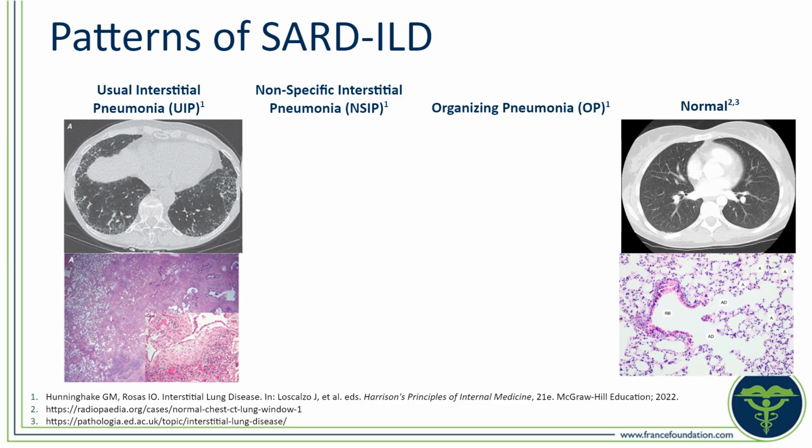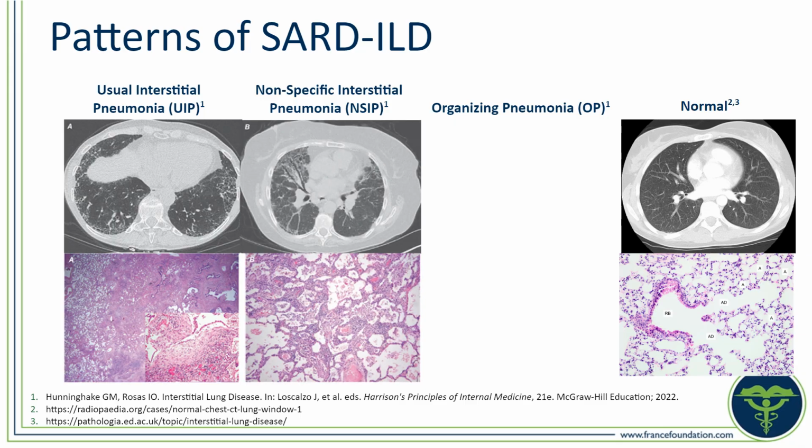Now, if we contrast that with nonspecific interstitial pneumonia, in this CT scan, we're seeing ground glass change that is occurring. We do not see honeycombing in this CT scan. In the lung biopsy in NSIP, we're seeing more inflammatory change. We're seeing lymphocytes that are being deposited within the interstitium.